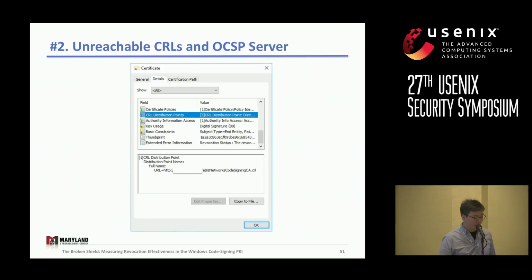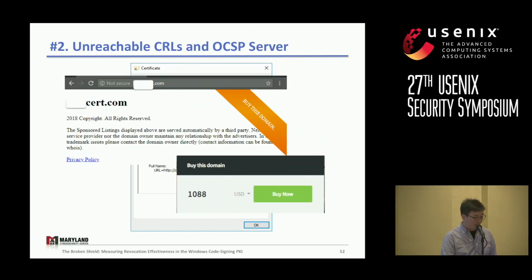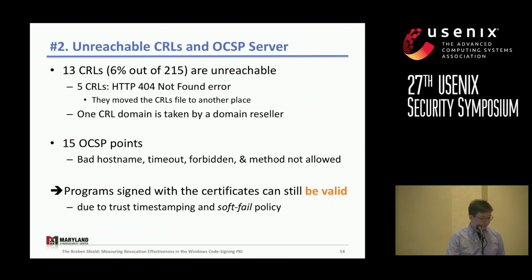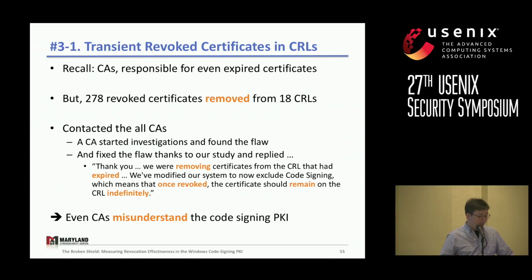So here's the example. If we go to the CRL domain, the domain is being sold by the reseller. The price is $1,000. However, the sample signed with the certificate is still valid because of software policy, since the revocation cannot be checked. From this we can know that a program signed with the certificate is still valid due to trusted timestamping and the software policies.